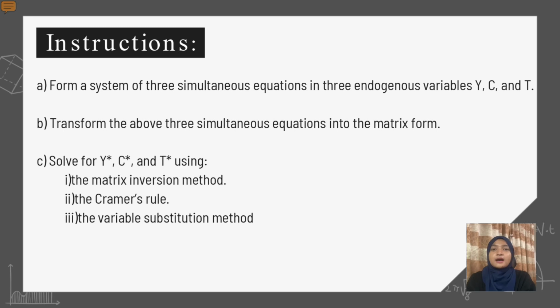Based on this model, our objectives are divided into three main parts. First, we form a system of three simultaneous equations involving the endogenous variables y, c, and t. Second, we transform these equations into matrix form. And third, we solve for the equilibrium values of y, c, and t using three different methods, which are the matrix inversion method, Cramer's rule, and the variable substitution method. Through this video, we aim to explain each step clearly and systematically.